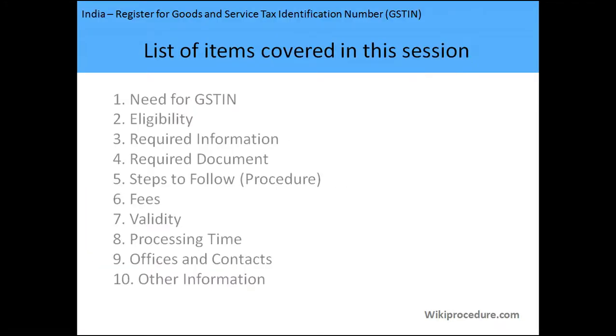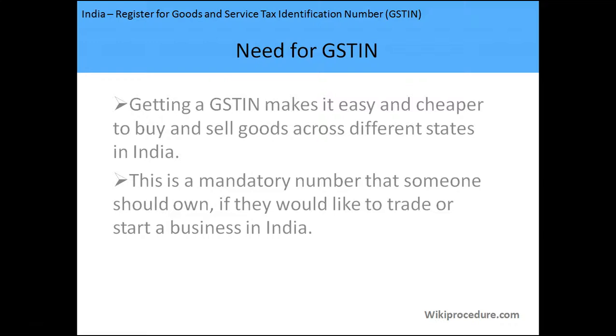These are the list of items that we're going to cover in this session. The need for a GSTIN: this is a new system that came into place replacing the old tax system. This actually makes things easier for traders, sellers and buyers to sell things across states as well as within states, and it also reduces the cost of the raw material and the product that has been bought from the wholesaler or the manufacturer. Also, this is a mandatory number that you have to get if you want to run a business in India.